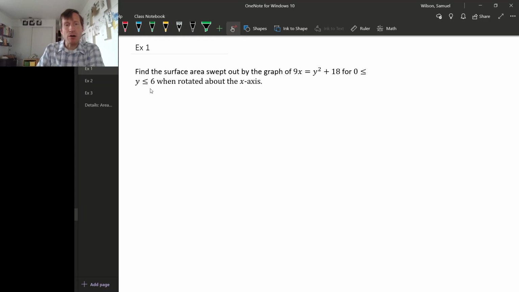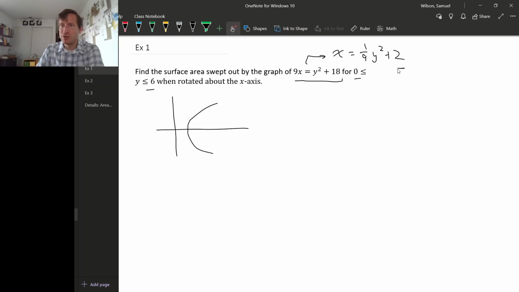Given the fact that our bounds are given in terms of y, and this equation is almost x as a function of y, it seems like we should use y as our independent variable. So let's solve this equation for x. We get x = (1/9)y² + 2. And this is a parabola that opens in the positive x direction, something like this. It's been shifted 2 in the x direction because of that plus 2 there.